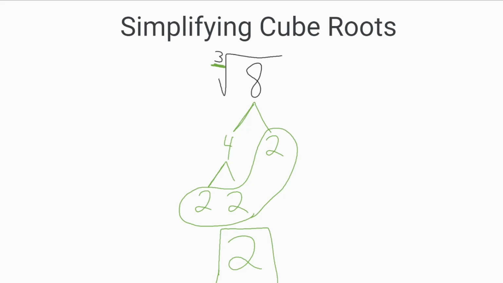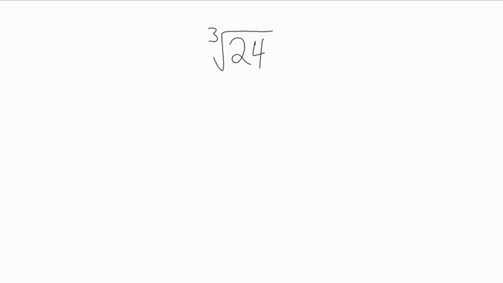Let's look at another example. Here we are taking the cube root of 24. Now, I will tell you that 24 is not a perfect cube, so it won't come out as just a whole number. But we're still going to break it down the same way as we did with the 8 in the last example. So I'm looking for two numbers that multiply to 24, and you can pick any two. Let me just start with 12 and 2.